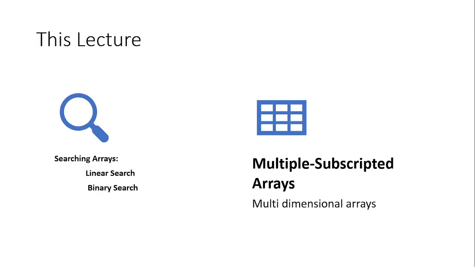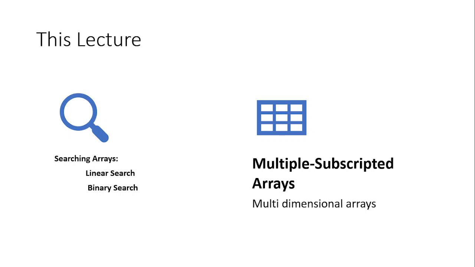In this lecture, we are going to talk about two things. One, we are going to talk about searching arrays for some value. This is also an important computation. We might need to do it very often. We are going to talk about two types of search. One is linear search, and the other is binary search.